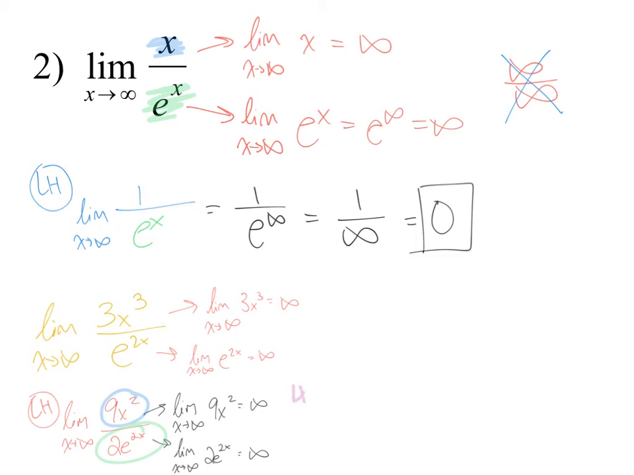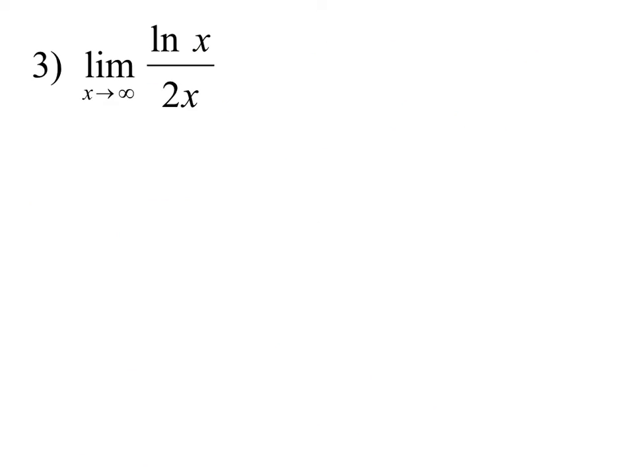So we could do L'Hopital's rule a bunch of times, and we would still have some number over infinity, and that is 0. So on a multiple choice question like this, you don't have to show all of the L'Hopitals that you did. You can just jump straight to the part where you say, I've got number over infinity, so that must be 0. Let's try another problem.